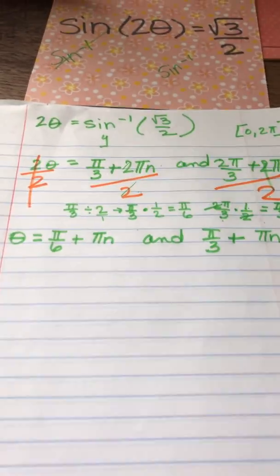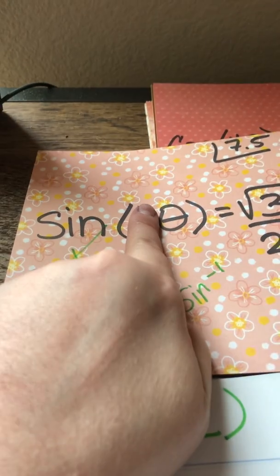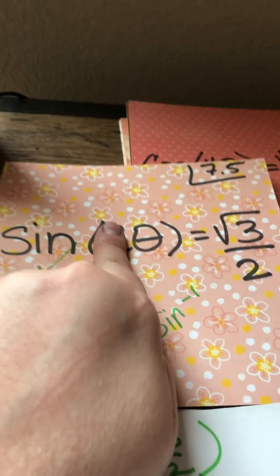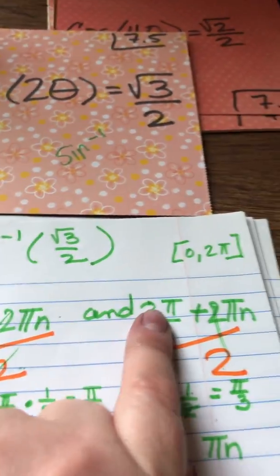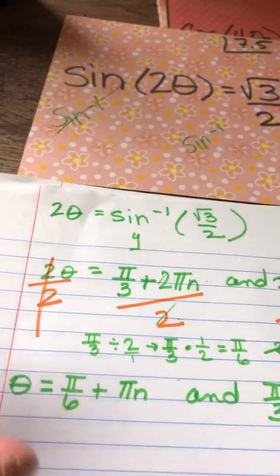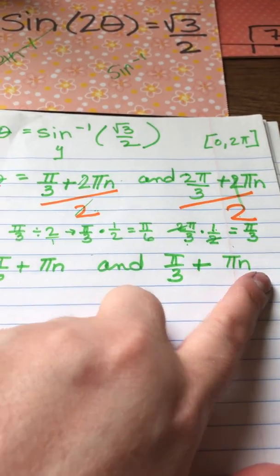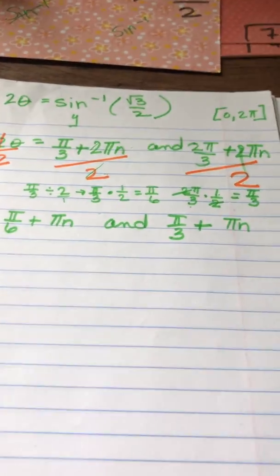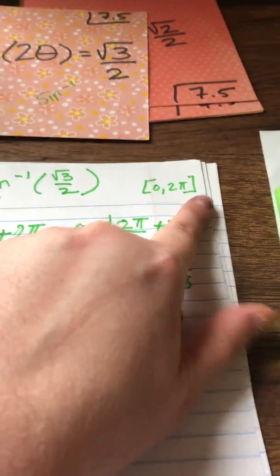And you're probably wondering, why the heck did I divide by 2 again? Well, in 7.4, we started out with problems that said sine theta. If I would have had sine theta, then yeah, my answer would have been pi over 3, maybe 2 pi over 3. But we have 2 theta, so that means we have to divide everything by 2. And we get pi over 6 plus pi n and pi over 3 plus pi n. Okay, so we're going to come up with all the answers that match this information from 0 to 2 pi.